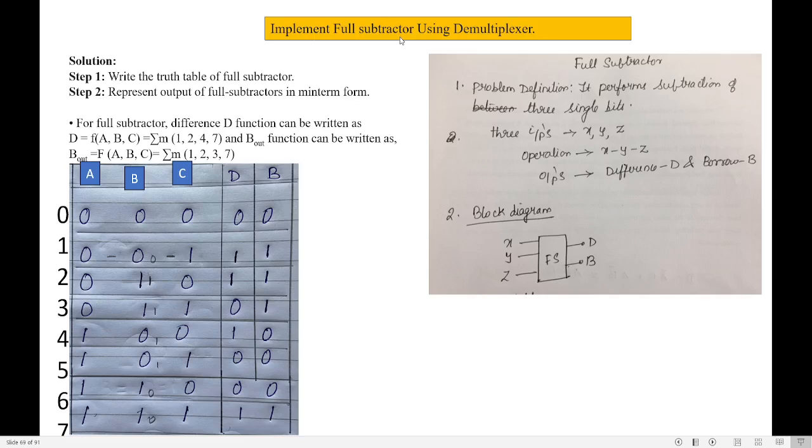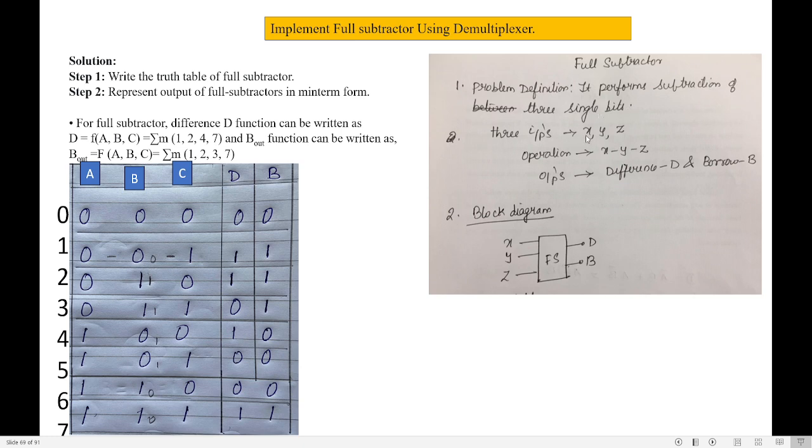Very good morning, students. Let us see how to implement a full subtractor using De-Multiplexer. The question is to implement or design a full subtractor circuit using a De-Multiplexer circuit. So first we need to understand what a full subtractor is, so that we can implement that functionality using a demultiplexer. You know, a full subtractor is used to perform subtraction of three single bit numbers.